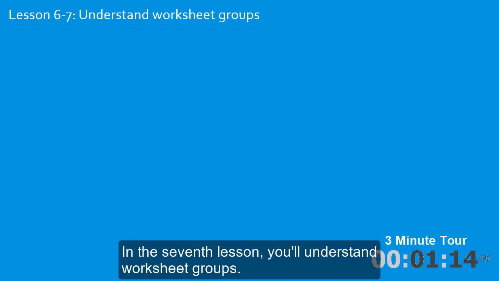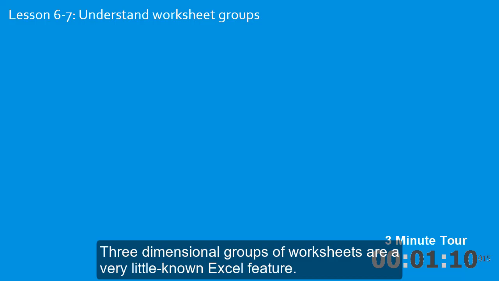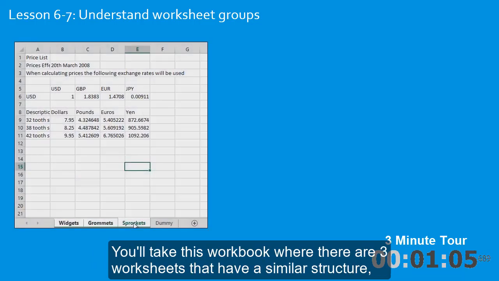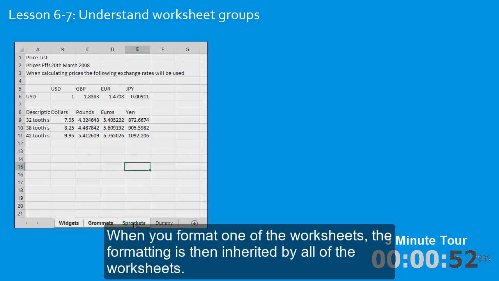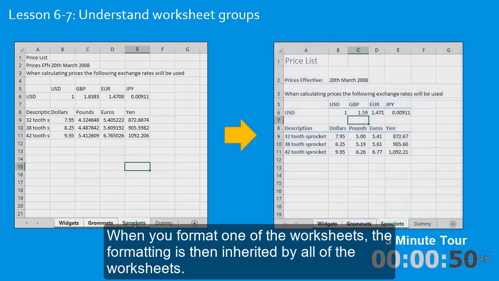In the seventh lesson, you'll understand worksheet groups. Three-dimensional groups of worksheets are a very little-known Excel feature. You'll take this workbook, where there are three worksheets that have a similar structure, and then format one of them. And then group the worksheets into a three-dimensional group. When you format one of the worksheets, the formatting is then inherited by all of the worksheets.